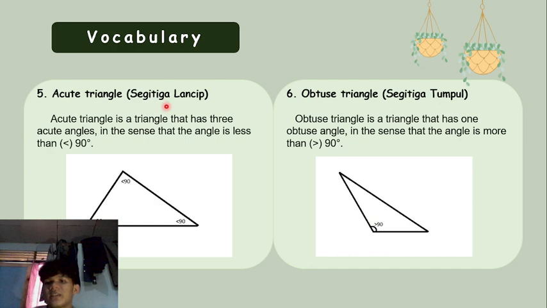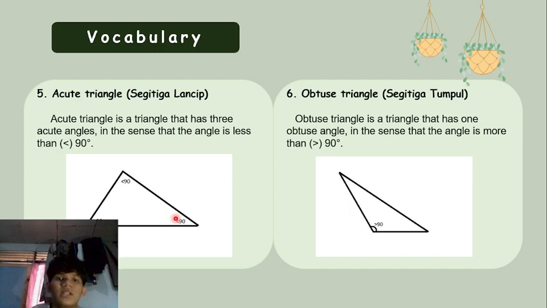Next one is acute triangle, or we also call segitiga lancip. An acute triangle is a triangle that has three acute angles, in the sense that each angle is less than 90 degrees. This is less than 90 degrees, less than 90 degrees, and less than 90 degrees.